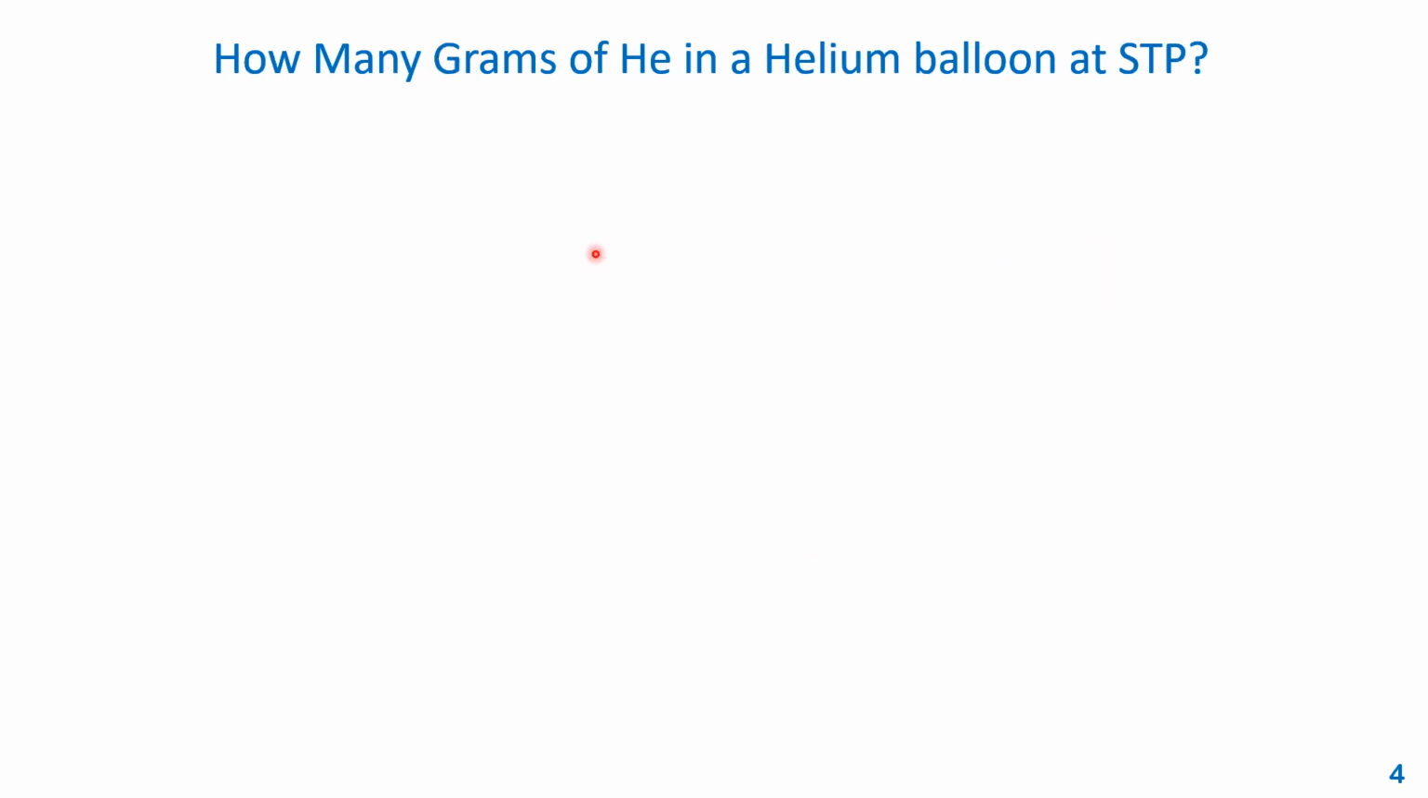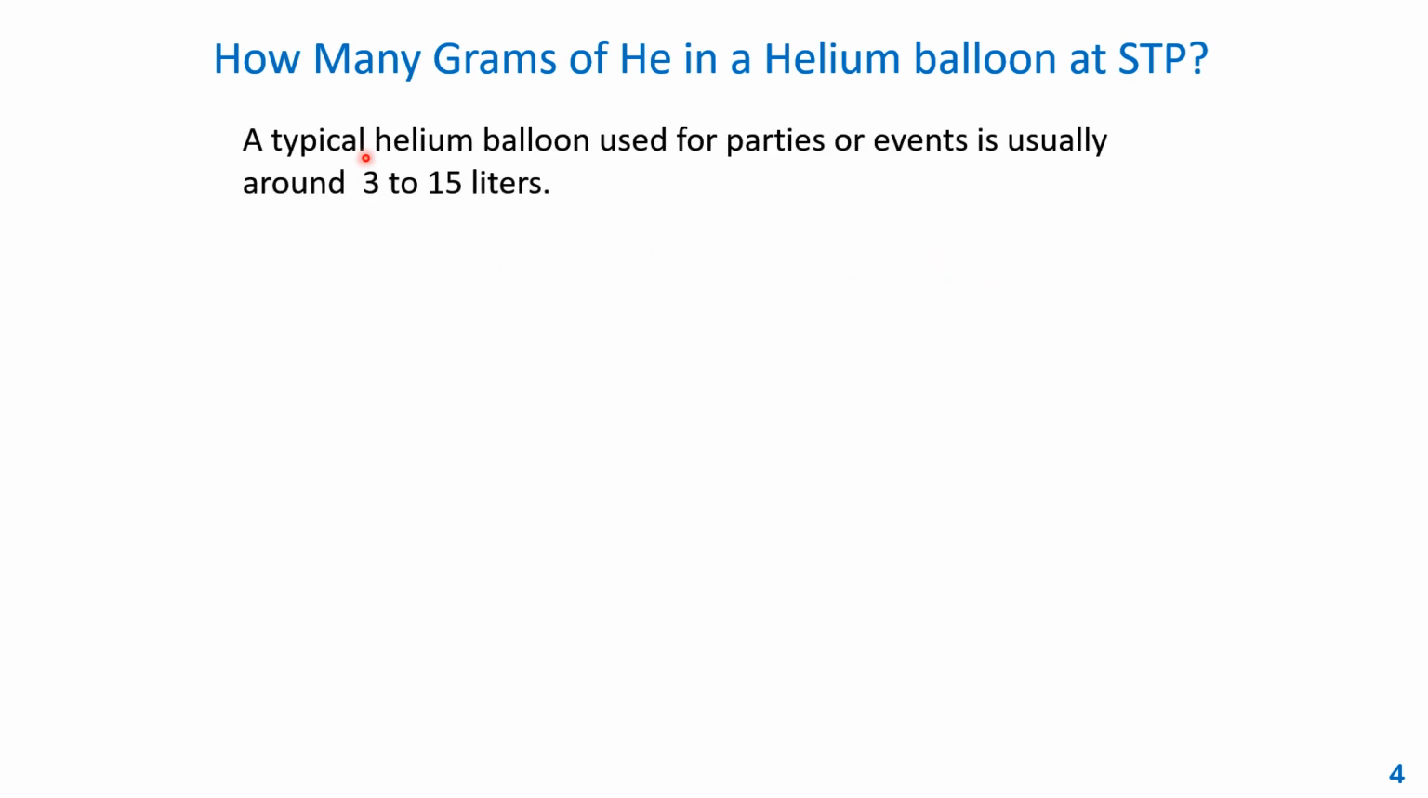Let's look at another example. This time, we need to convert the volume of gas at STP to moles, and then convert to mass. Question: how many grams of helium are in a helium balloon at STP? So now you also need some more information. How big is the balloon, right? So you can search it out, and a typical helium balloon used for parties or events is usually around 3 to 15 liters. So then that's enough information.